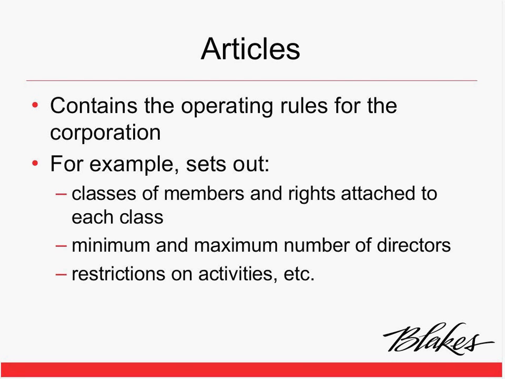What exactly are articles of incorporation? Well, they're sometimes called a constitution of the corporation or organization, and they can be the operating rules for that organization. These include the maximum number of directors, as well as the classes of members of the organization, and the rights each class may have, such as the right to vote.